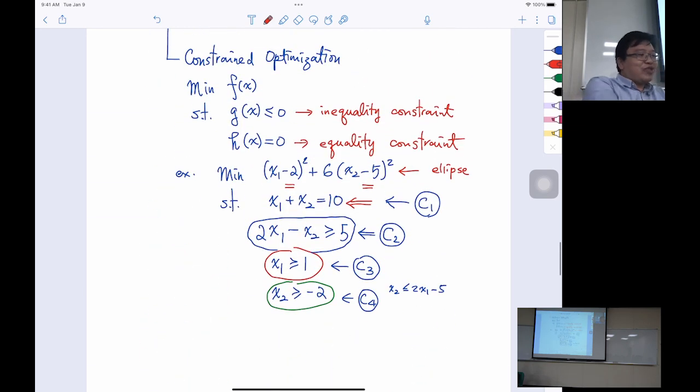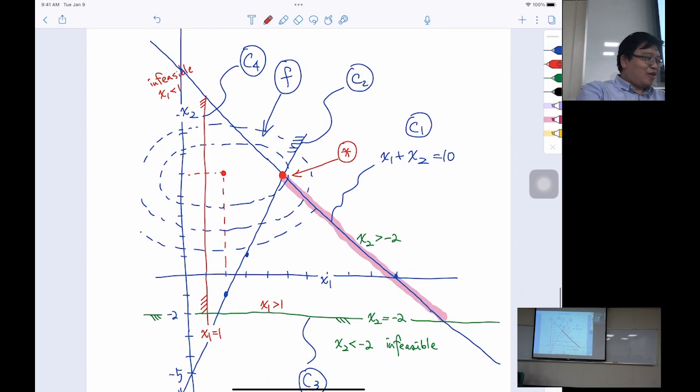I just came up with this problem just randomly. I didn't prepare this. And in this particular random example, somehow the solution is right there. Yeah. It's just very random.